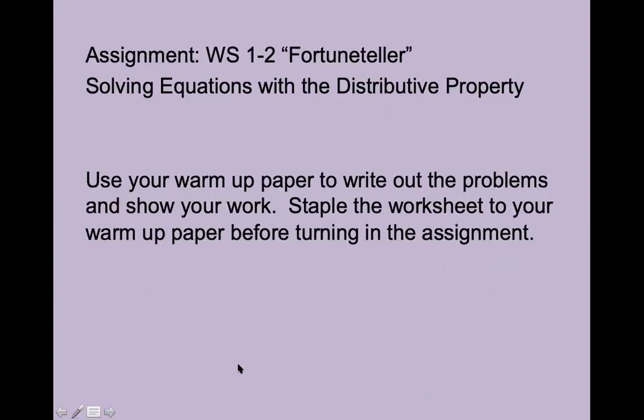Your assignment today is a fortune teller worksheet. If you're at home, hopefully you downloaded and printed it. For those of you in class, you're going to do your work on your warm-up paper, write out the problem, show your work, and staple the worksheet to your warm-up. If you're at home, after you do your work, take a picture of your assignment and send it to me through Schoology. All right, good luck.